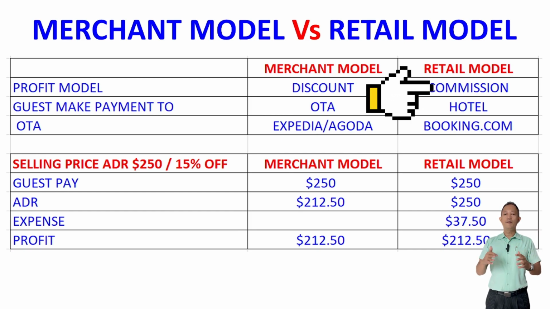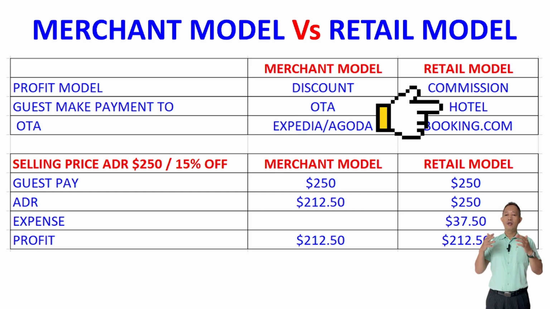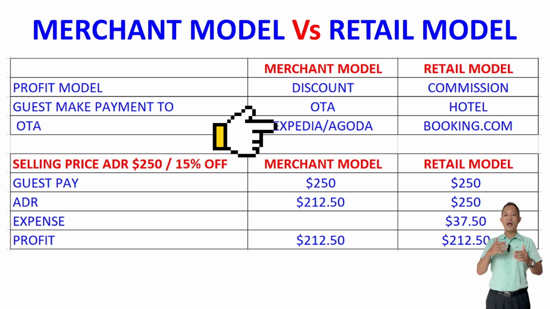Because of this, guests pay to different parties. For merchant, guests will pay to the OTA. For retail, guests will pay to the hotel. The most common examples are Expedia and Agoda for merchant, and Booking.com for retail.